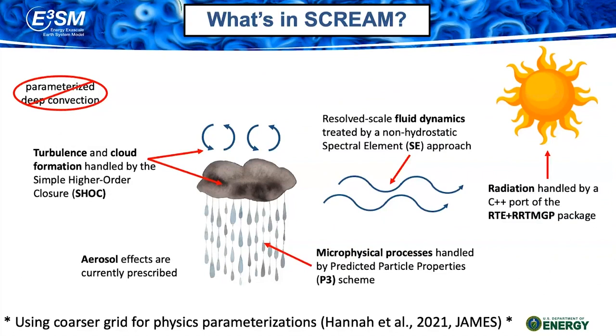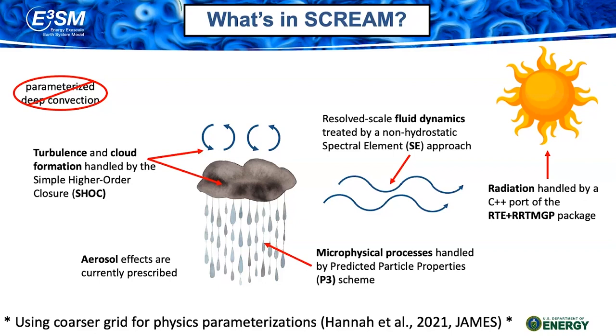We're using a non-hydrostatic version of the spectral element dycore that we've been using in E3SM since the beginning. Same-ish P3 scheme that V3 is going to use, and we're using the most modern version of our TMGP ported to C++. There are a number of things that we need to clean up. As I said, this is a baby model.